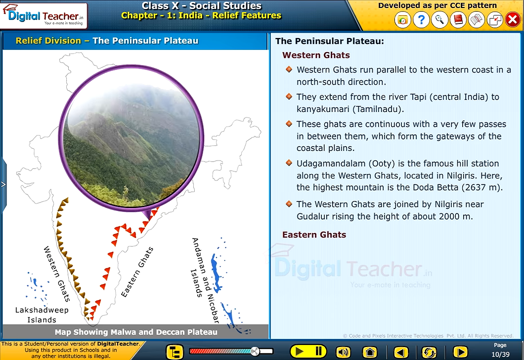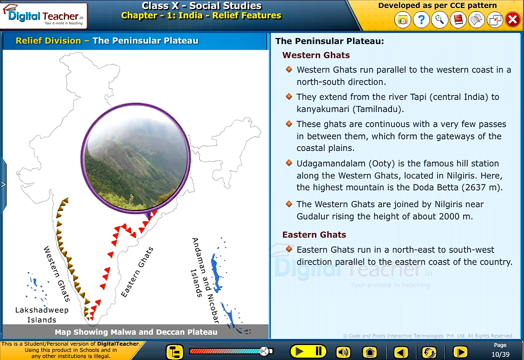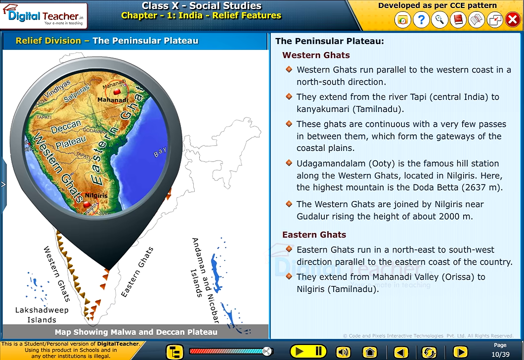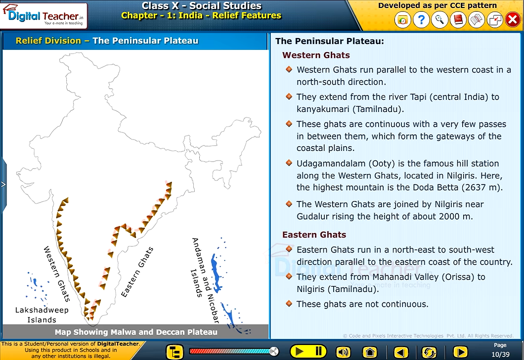Eastern Ghats. Eastern Ghats run in a northeast to southwest direction, parallel to the eastern coast of the country. They extend from Mahanadi Valley, Orissa to Nilgiris, Tamil Nadu. These Ghats are not continuous.